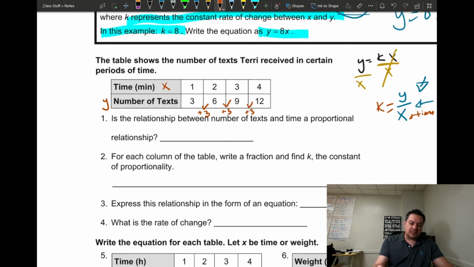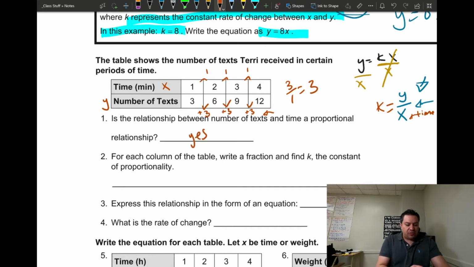Now let's look at the top. This is very simple because it's going 1 by 1. So whenever it's going 1 by 1, it is y divided by x. So it's 3 over 1, which is just 3. And this relationship between the number of texts and time is a proportional relationship. Did it change the same all the time? It did, right? So yes.